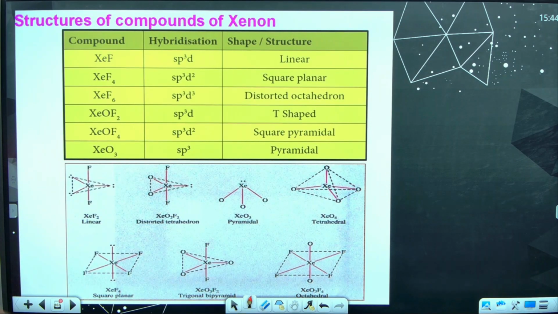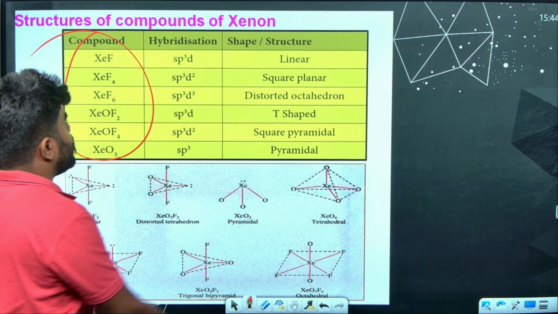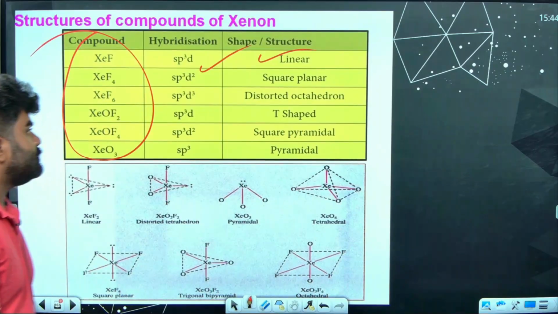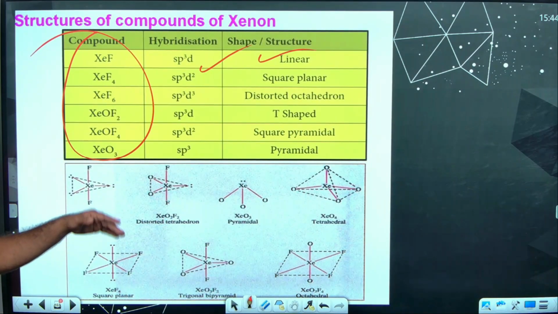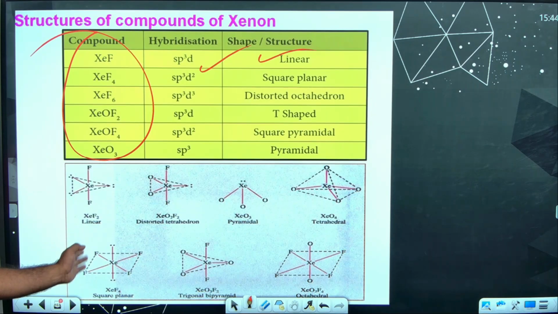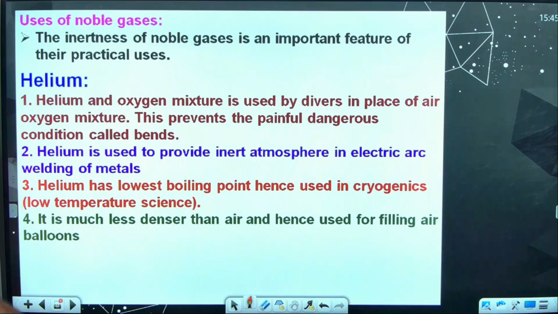And here you can see the different xenon based compounds and their hybridizations and their geometries. Here you can see the structures. See, xenon difluoride is linear, xenon dioxydifluoride is a distorted tetrahedron, right? Xenon trioxide is pyramidal, xenon tetroxide is tetrahedral. In the table you can see different geometries of the respective compounds.